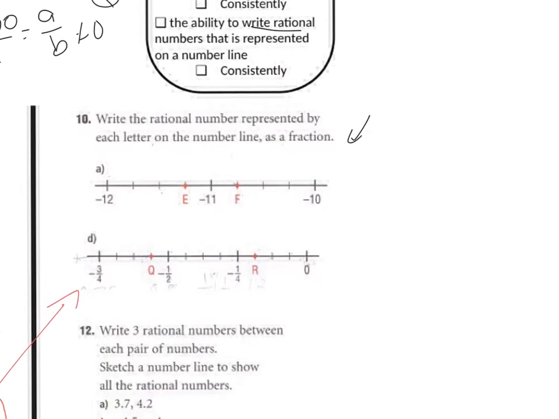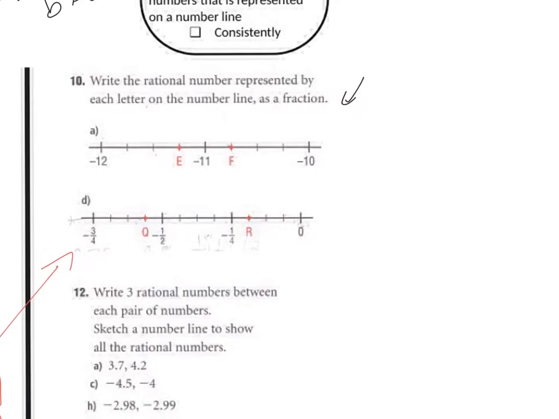Okay, so moving along. Number 10, write the rational number represented by each on the number line again. These are fractions this time. So now I need to look for jumps again. So this would be 1, 2, 3, 4. So there's 4 equal spots, and every jump will be one of them. So 1/4, 2/4, 3/4, 4/4, or the whole. So for F, I'm going to get negative 10 and 3/4. So we'll go to the next sheet now.